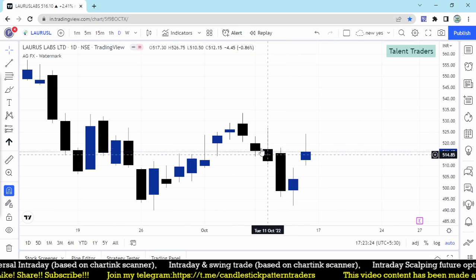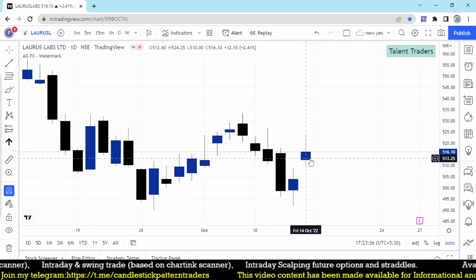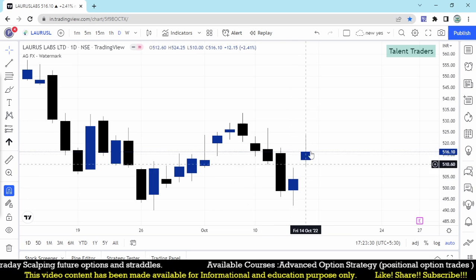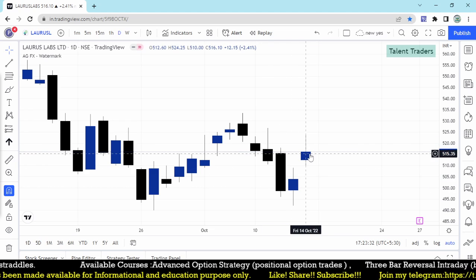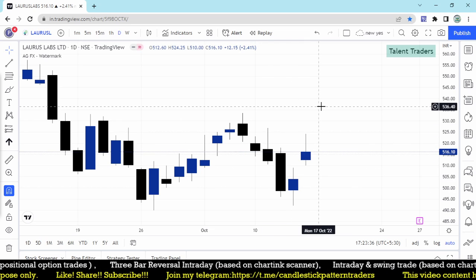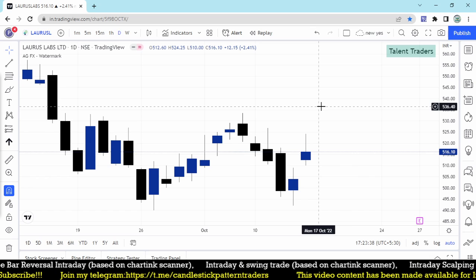Let me discuss. For consecutive down days there is a green candle, and I'm not discussing that. Here there is a pattern where we can see the reversal at this bottom, and even this was a green candle, and HDFC also is a green candle, and Laurus Labs also a green candle.